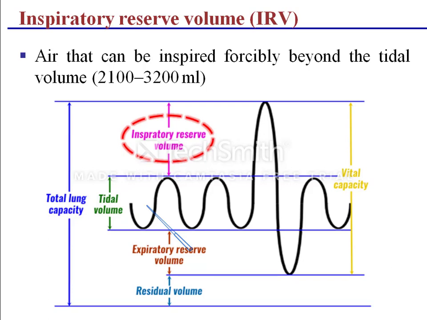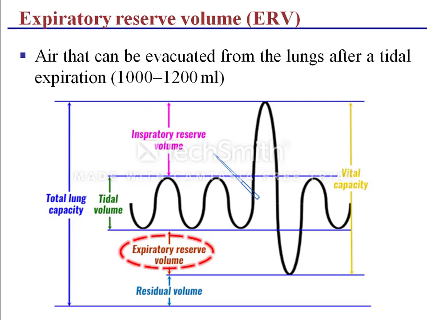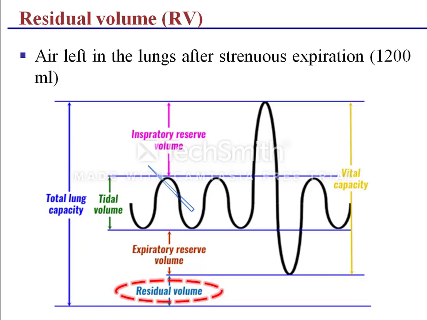Air that can be inspired forcibly beyond the tidal volume is called inspiratory reserve volume. It is about 2100 to 3200 ml. Expiratory reserve volume, air that can be evacuated from the lungs after a tidal expiration, is about 1000 to 1200 ml. And the last one, residual volume, is air left in the lungs after strenuous expiration. So we expired a lot and some amount of air remained in the lungs; that is called residual volume. It is about 1200 ml.